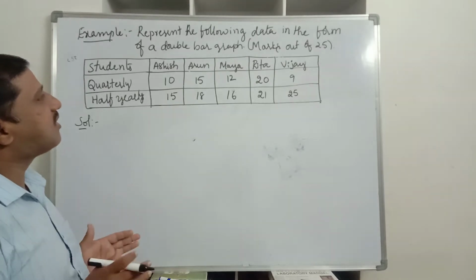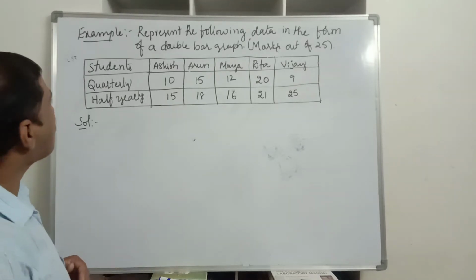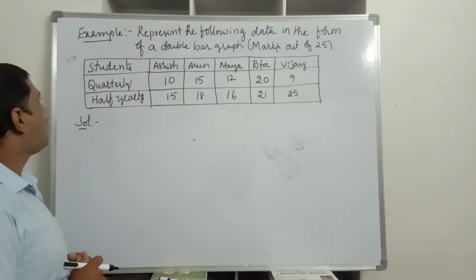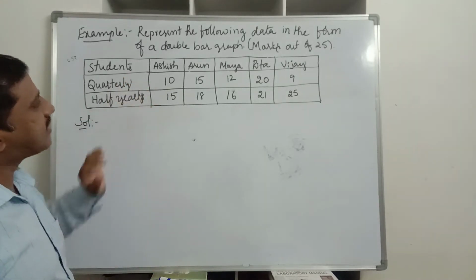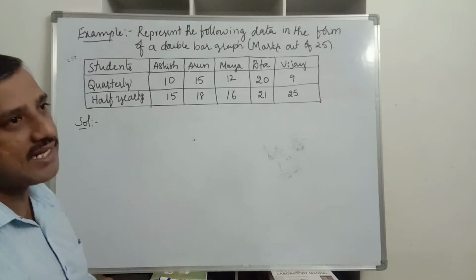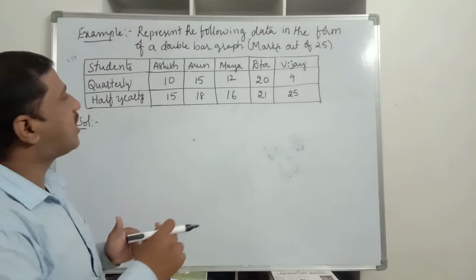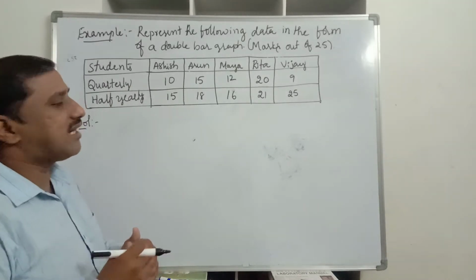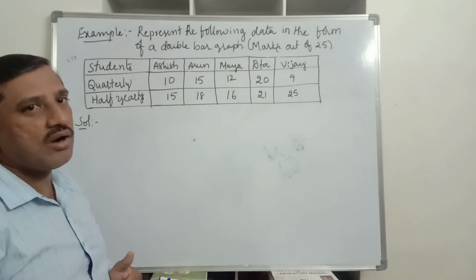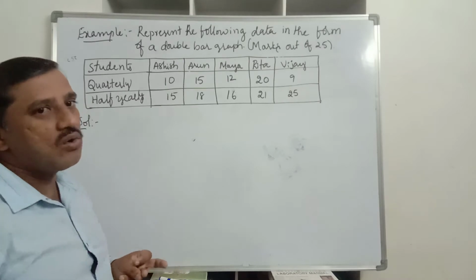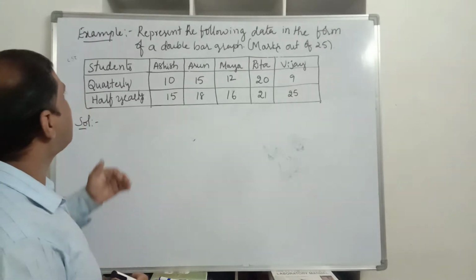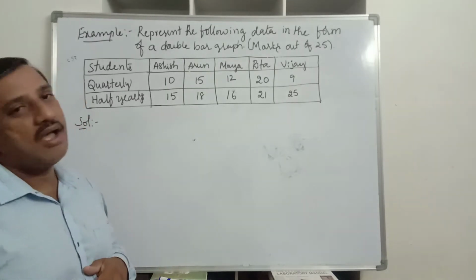Now we want to compare the marks scored by these 5 students in quarterly and half yearly. Just by looking at this data, we cannot immediately say which student improved a lot, or which students require more attention to make them improve. So all those conclusions we can draw by representing this data in the form of a bar graph.